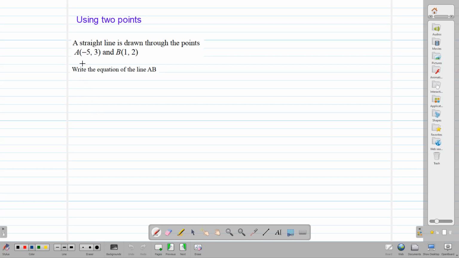And so we can label our points as x1, y1, x2, y2, and use our formula m = (y2 - y1) / (x2 - x1). Remember, this represents the rise over the run. So m, our gradient, is (2 - 3) divided by (1 - (-5)). Doing that calculation gives us -1/6. And so our m, our gradient, is -1/6.